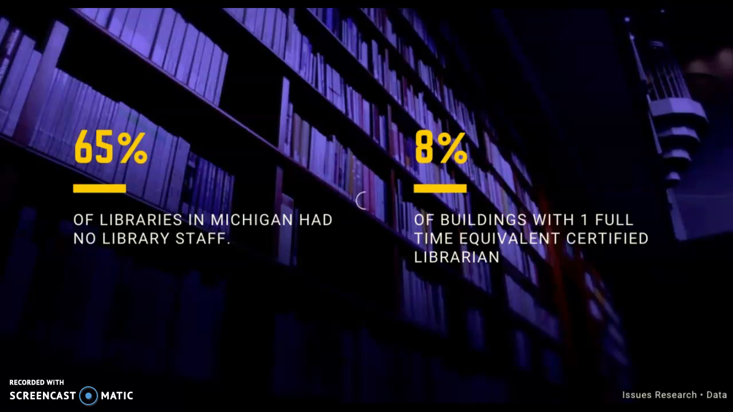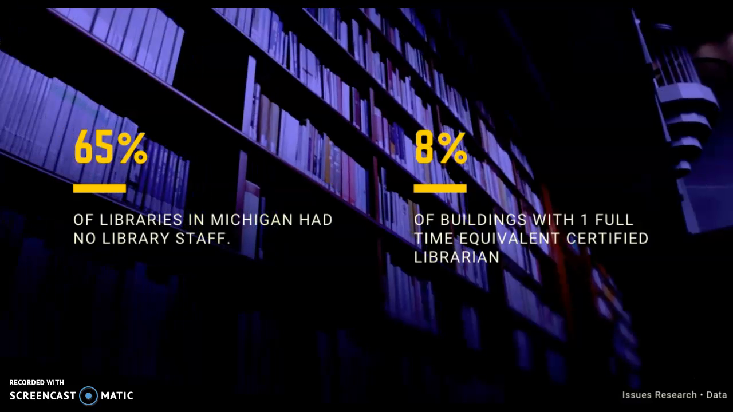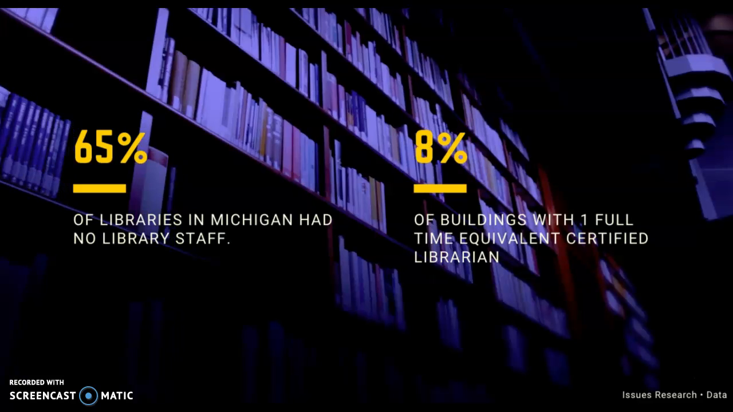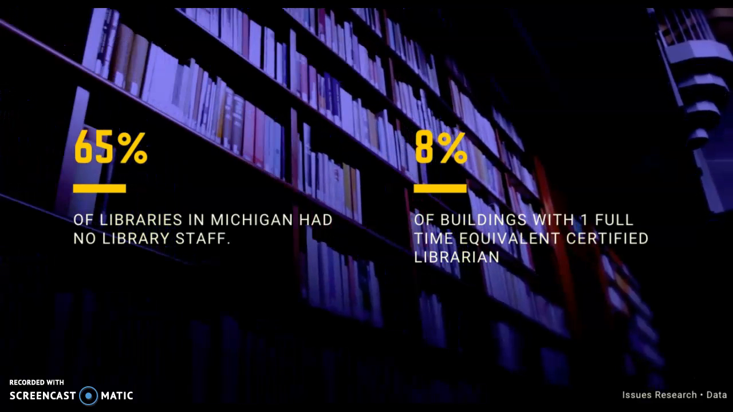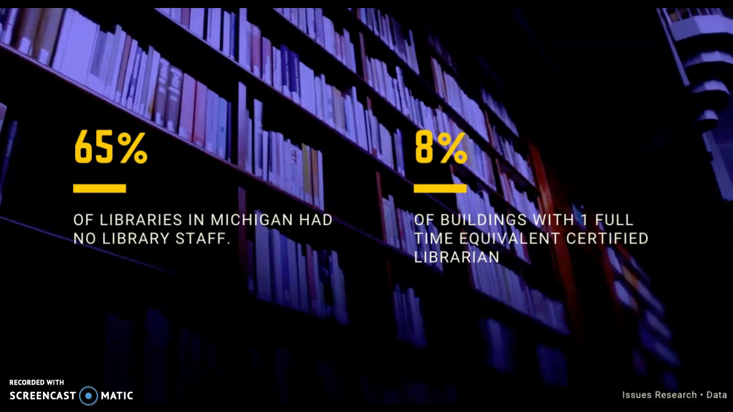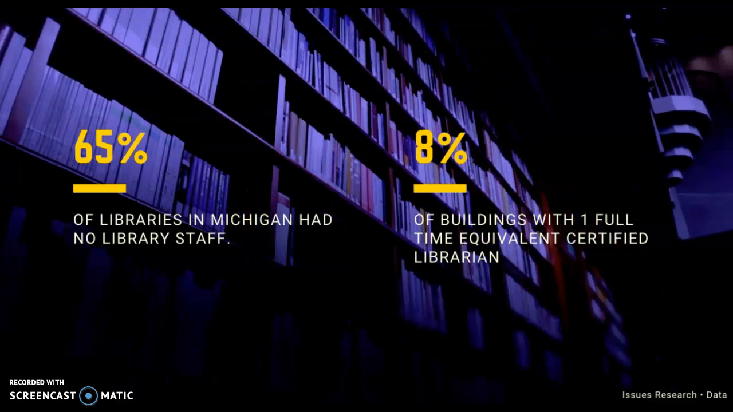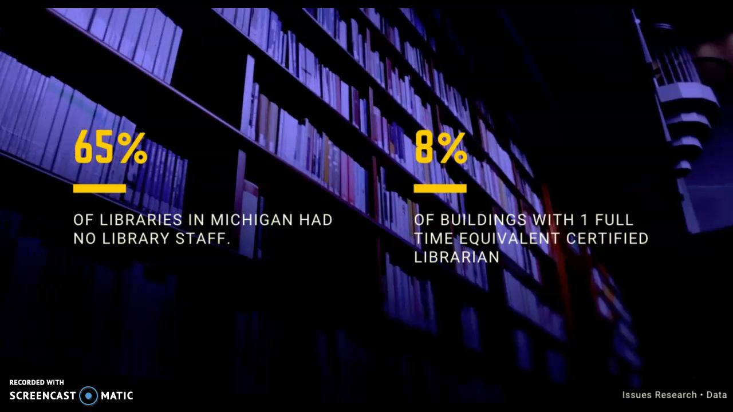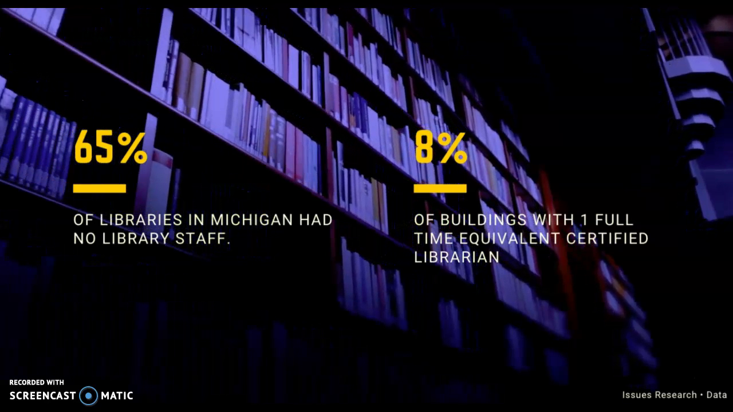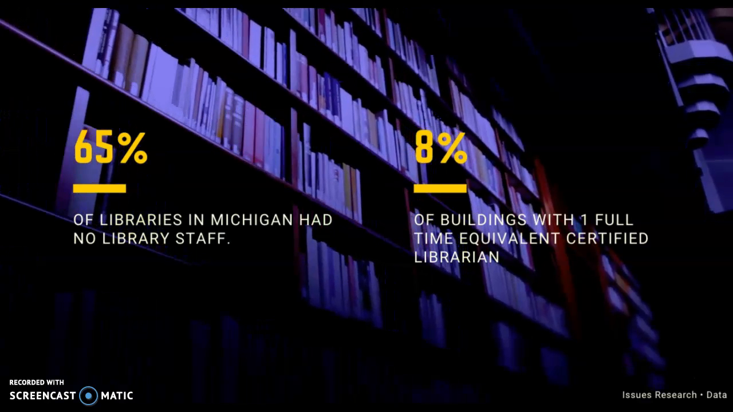65% of libraries in Michigan have no library staff. 8% have one certified librarian on staff. This data alludes to a more significant problem that is directly related to how frequently children pick up a book for enjoyment. The number of school librarians in Michigan has declined 73% between 2000 and 2016, far beyond the national decline of 20%.